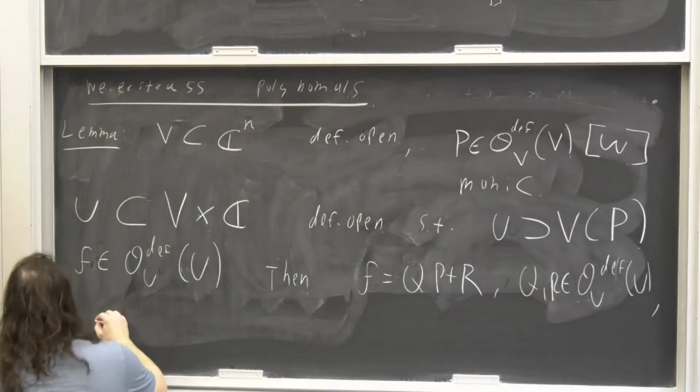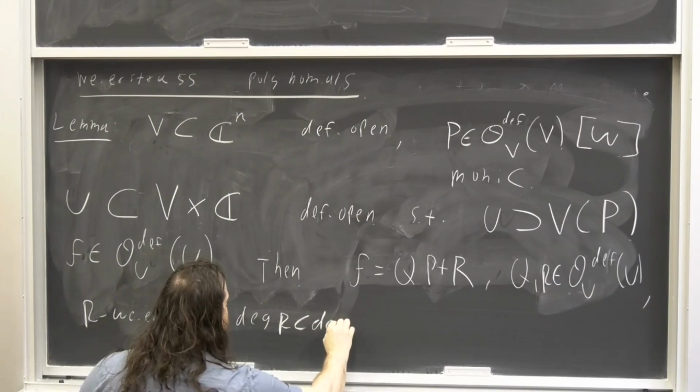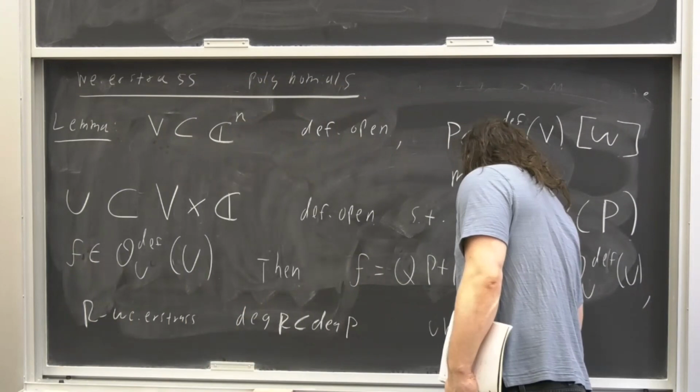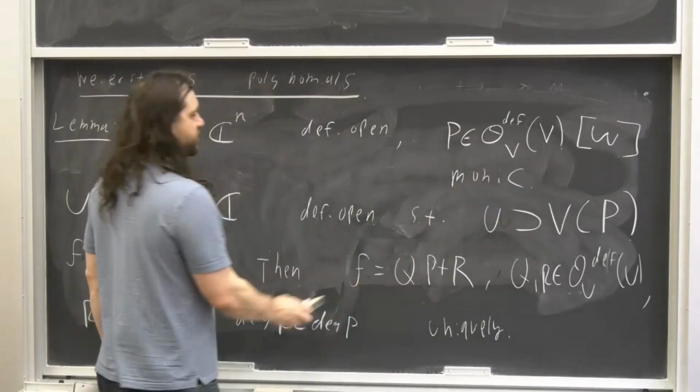And R a Weierstrass polynomial of degree less than P. Okay, so modulo these nice Weierstrass polynomials, we have this nice kind of Weierstrass division theorem.